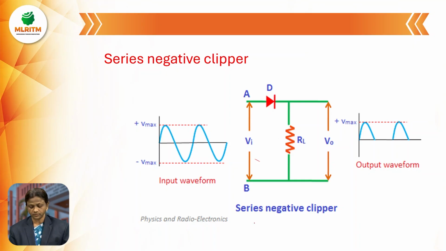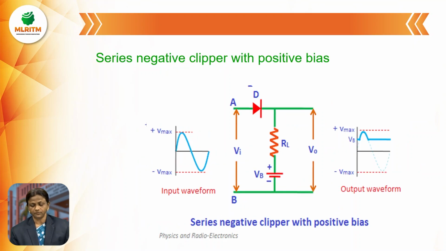That's why this is known as series negative clipper. So in this case, total negative half cycle must be cut off at the output side. That's why this is known as series negative clipper. Next one is series negative clipper with positive bias, series negative clipper with negative bias.